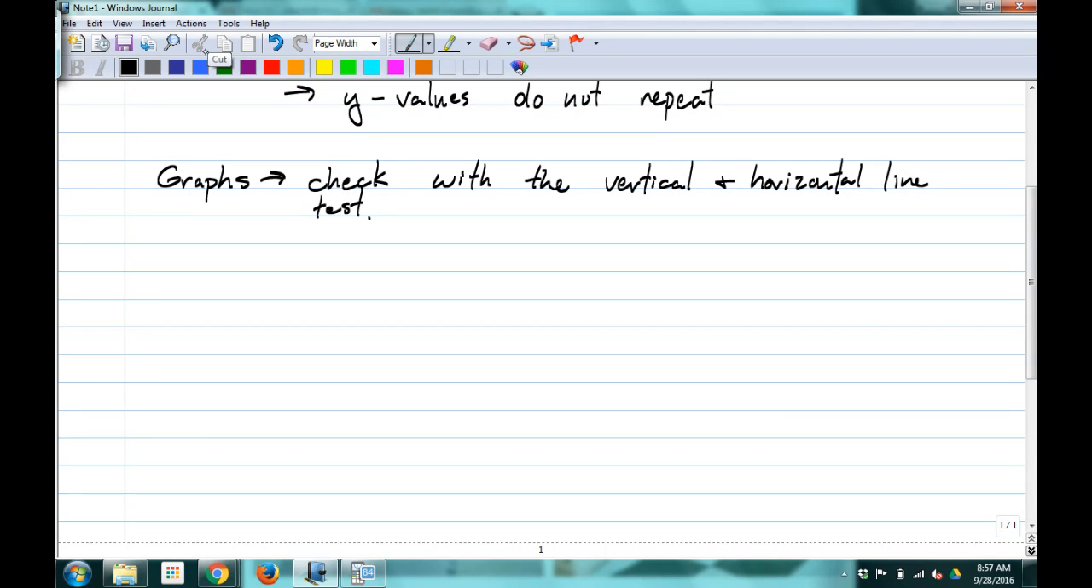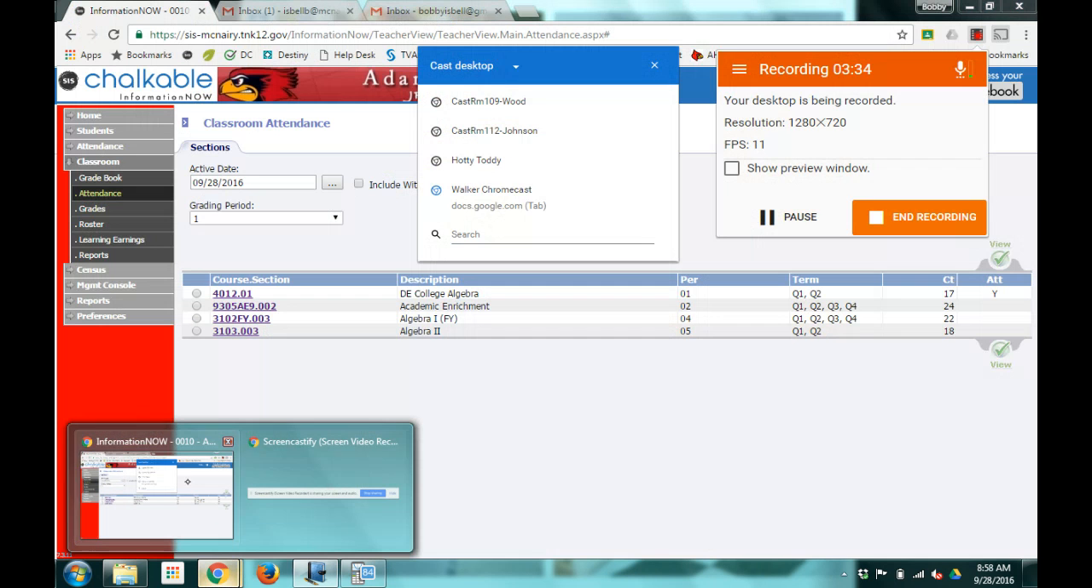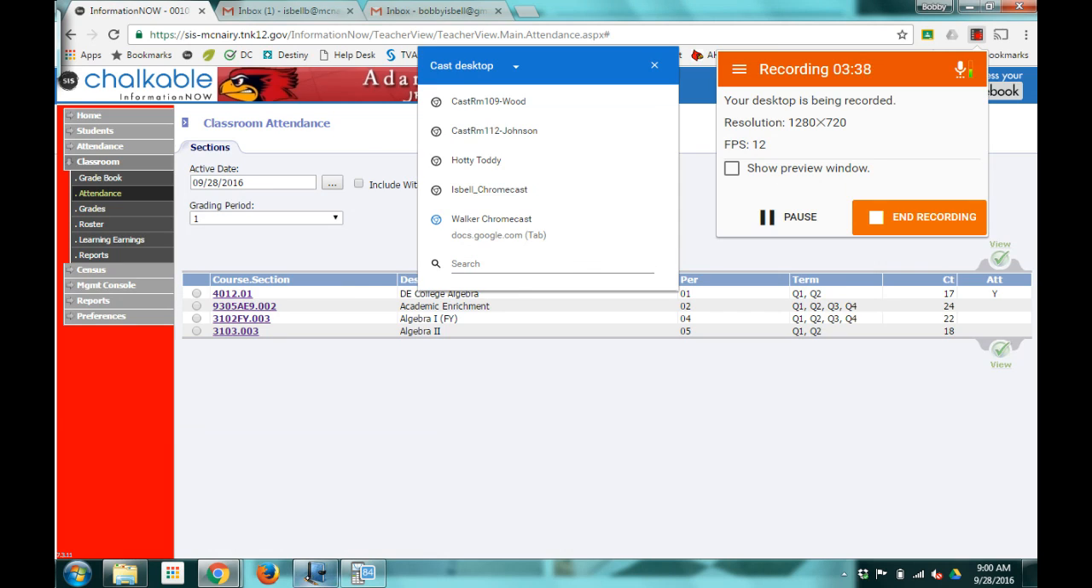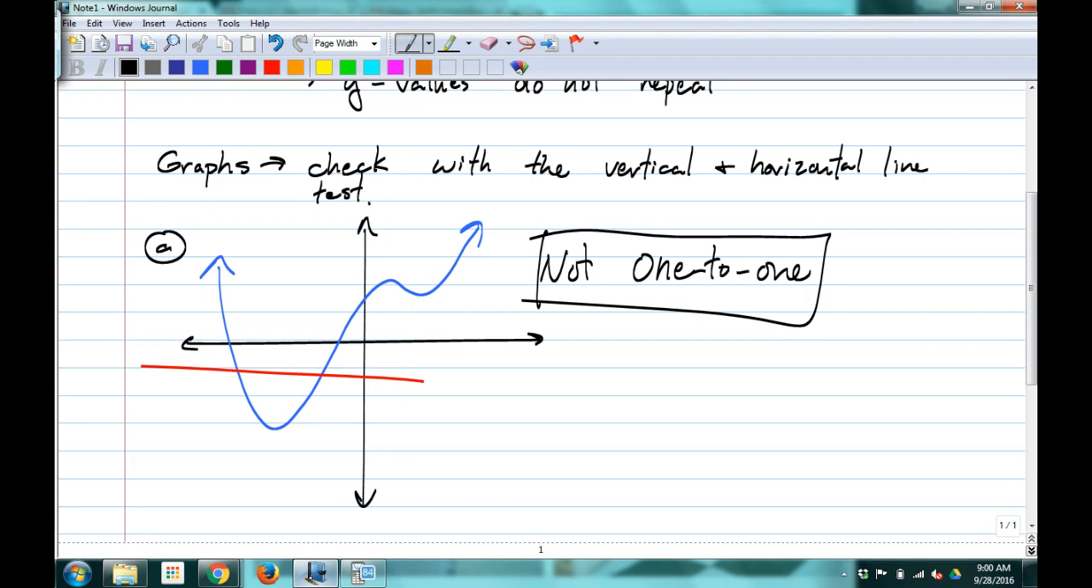Examples, let me draw a couple of quick graphs here. Call it example A. So here's our coordinate plane. And craziness happening. All right, horizontal line test, it touches it twice, so it fails it.